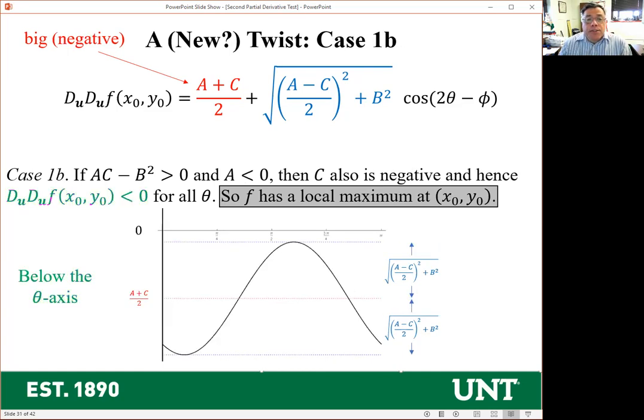Case 1b, suppose AC minus B squared is greater than 0, but this time A is less than 0. Again, by a little algebra, we see that C has to be less than 0. And so I conclude that the term in red is negative, but its magnitude is still bigger than the amplitude of the cosine function. And so if we're to graph this, the graph will always be below the theta axis, will always be negative for every angle, and therefore we conclude that the critical point must be a local maximum.